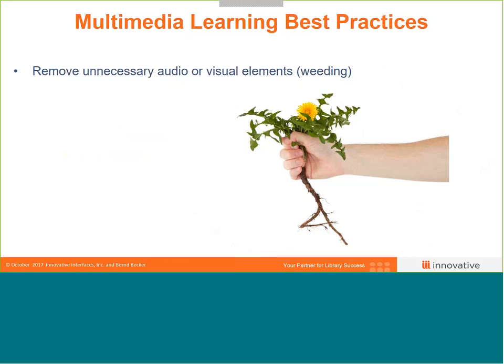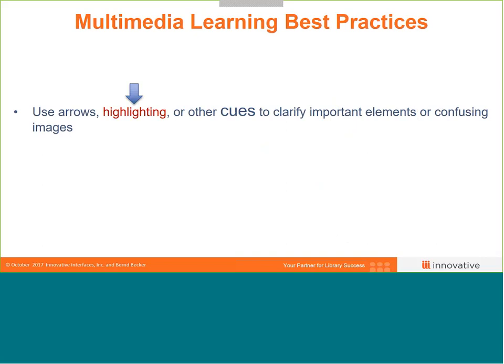Going back to that principle of keeping it simple, just make sure that you weed out any unnecessary audio or visual elements. Sure, you've got to find the balance between keeping a person's attention, but you don't want to do that at the cost of distraction. Use arrows, highlighting, or any other cues that will help clarify important elements or confusing images. And this can be easily done with any of the programs that we looked at earlier, like with Jing's annotation features.